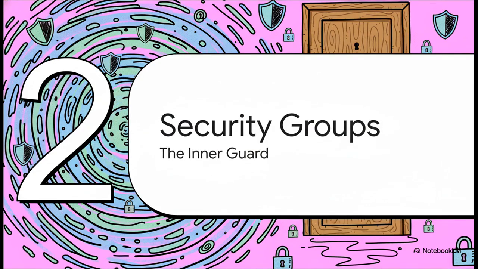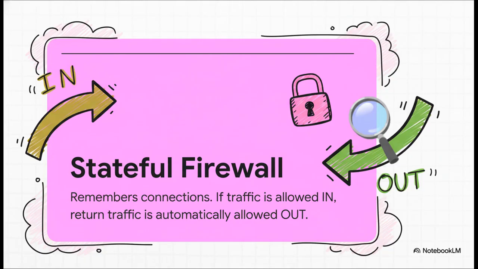Okay, so we've made it past the main gate. Now we're walking up to a specific room, and there's another guard at the door. This is our security group, and this is where things get really different, because security groups are stateful. So what in the world does stateful mean? It sounds complicated, but it's actually super powerful and makes your life way easier.